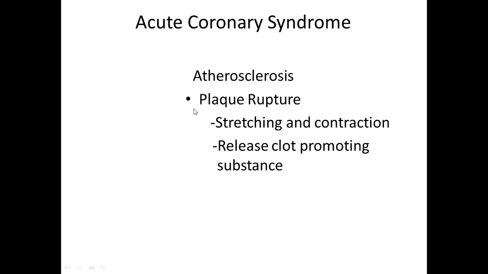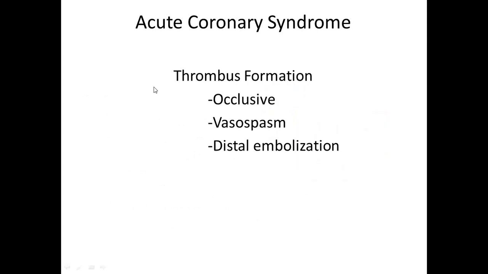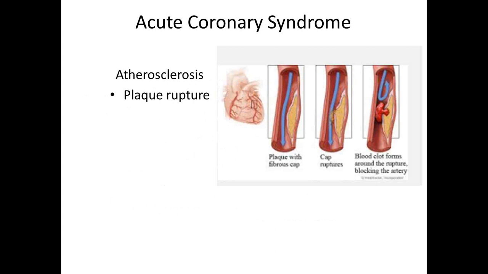So when you have a vulnerable plaque and the plaque ruptures, the rupture of the plaque is due to the stretching and contraction. Remember, the arterial wall, the arteries contract and relax. All right. So when the plaque ruptures, the material inside of the plaque releases clot promoting substance. It is the material that is contained within the plaque, it promotes clotting. It's more of a platelet plug than real clotting, however.